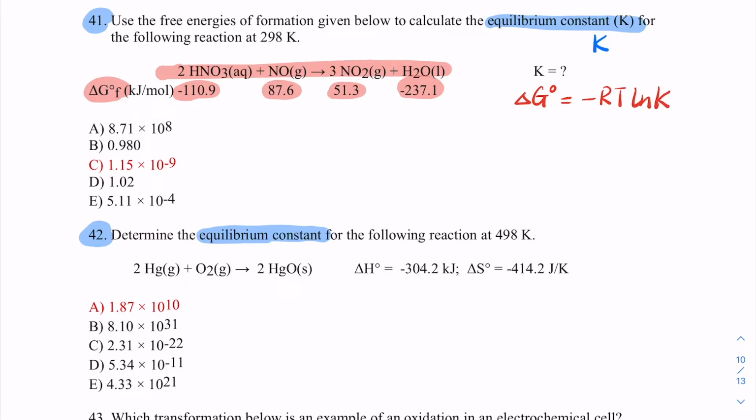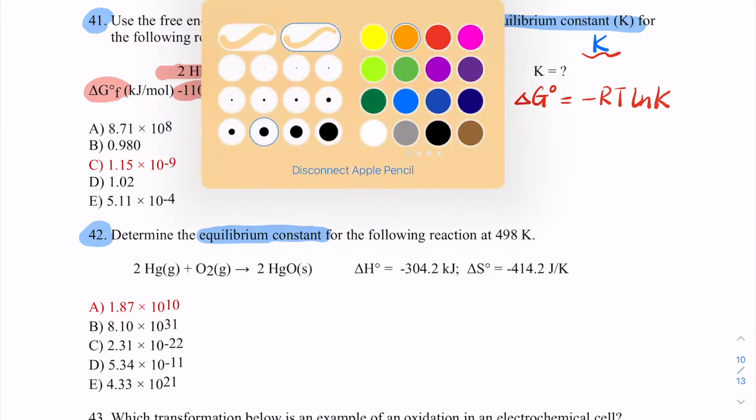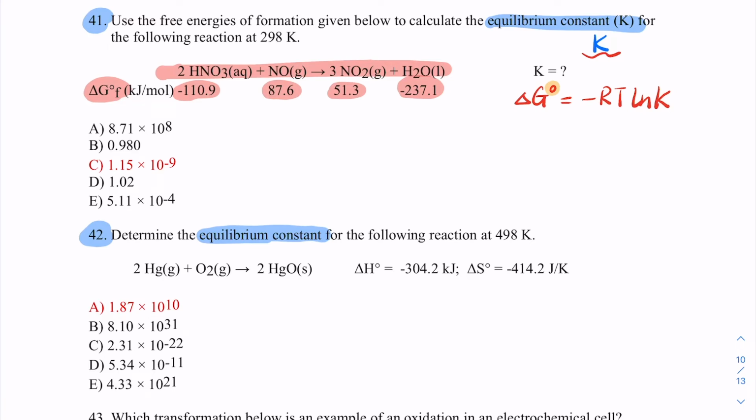This is the equation we're talking about. At equilibrium, of course, we're talking about the equilibrium constant. At equilibrium, delta G naught, which means under standard conditions, equals negative RT ln K. This is one of the equations we mentioned during the lecture. It links delta G naught with the equilibrium constant. So now I just need to know what delta G naught is.